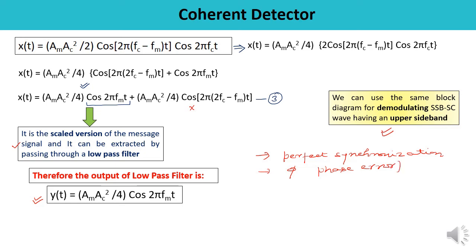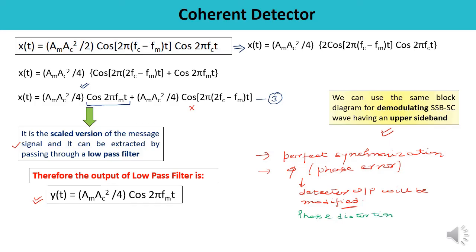In case of phase error, which actually arises in the locally generated carrier wave, the detector output will be modified, which is of very much concern in some of the cases. When the detector output is modified, it means the detector output will suffer from phase distortion, which is very important in many cases. There will be phase distortion.